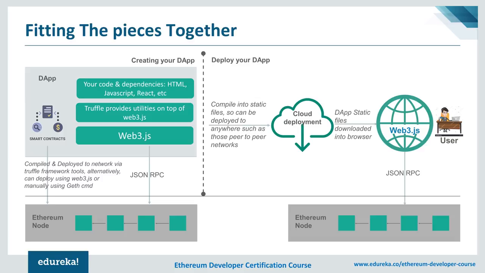All right, so after a dApp is created, it is deployed onto the network. Here's how it is done. The smart contract is compiled into bytecode and is deployed to any of the peers. The static files are downloaded into the browser and it is then connected using Web3.js via JSON-RPC. And this is how a user can interact with a deployed app.